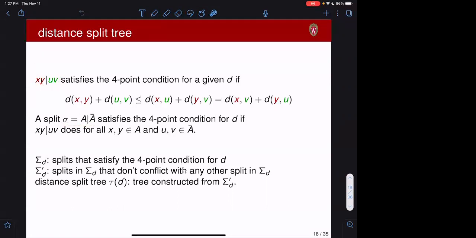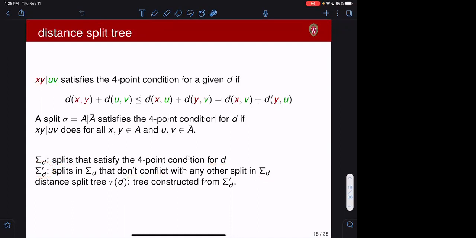And so you won't be surprised that I'm going to look at all the splits that satisfy the 4-point condition for a given distance. And then we're going to refine that set of splits by keeping just the splits that don't conflict with any other splits in those that satisfy the 4-point condition. And this is to get rid of the splits that would resolve polytomies.